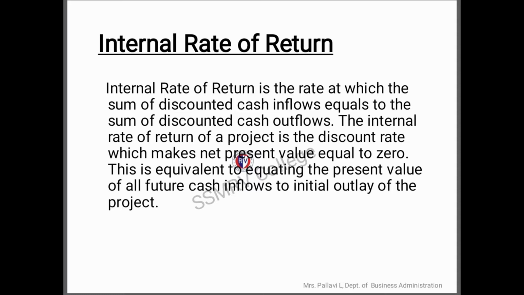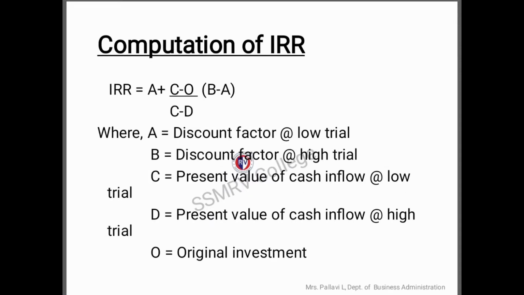The IRR of a project is the discount rate which makes the net present value equal to 0. This is equivalent to equating the present value of all future cash inflows to the initial outlay of the project. That means the present value of the cash inflows minus the initial outlay of the project should become 0. So that is IRR. Now let's discuss the formula to calculate IRR.